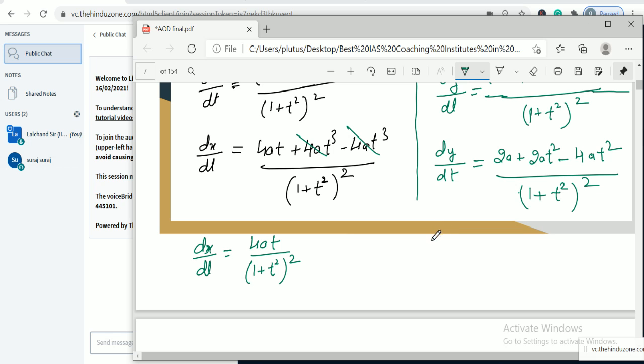So if we simplify, then dy by dt, that will be, if we simplify, 2at minus 2at square divided by 1 plus t square whole square, isn't it? This is the value of dy by dt.